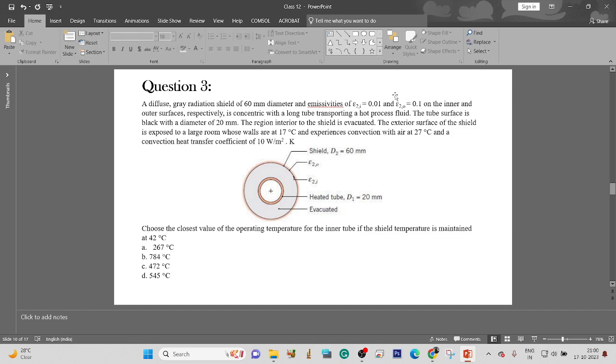So if we do a simple energy balance first, let me draw this for you. This is the inner D1 equal to 20 mm, the heated tube A1, and this is A2 for the shield. Now this portion is evacuated. Now this diameter is 60 mm and T2 is equal to 42 degrees Celsius.